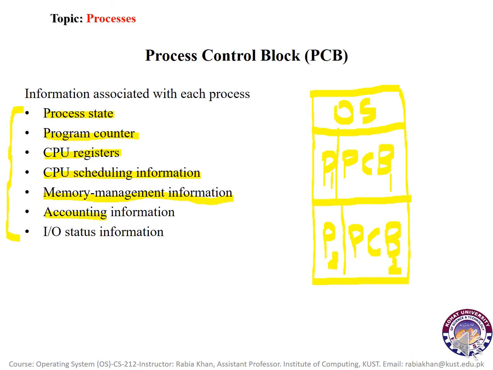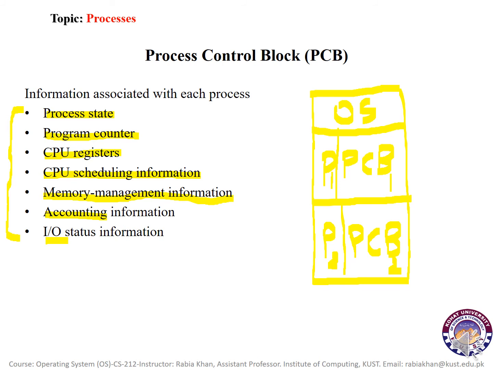The accounting information, accounting here means anything remaining is stored here. For example, if a process requires 20 milliseconds of CPU to be assigned to it, but initially it is assigned only 10 milliseconds, that means for the remaining 10 milliseconds it will have to come again to be executed on CPU. So how much time it has executed and how much more time it requires of CPU, that remaining information is stored in the accounting section.